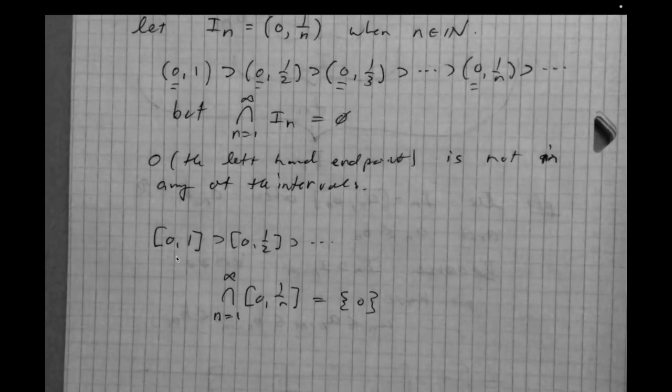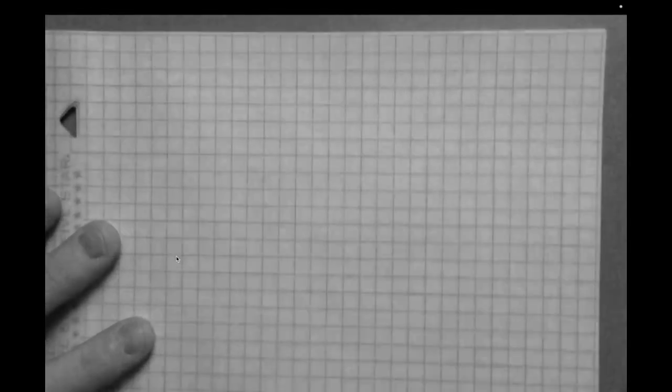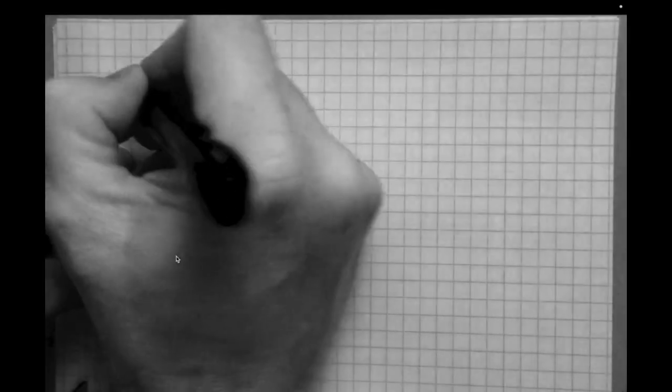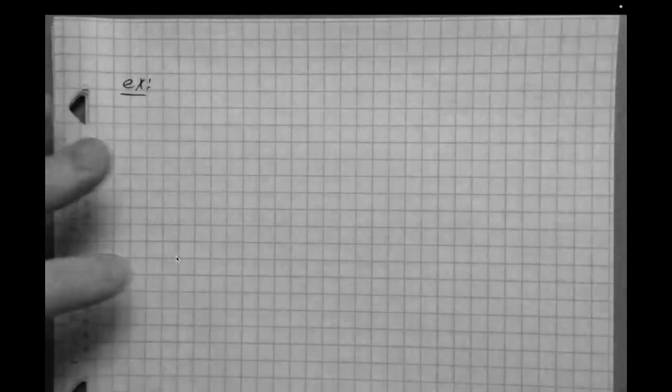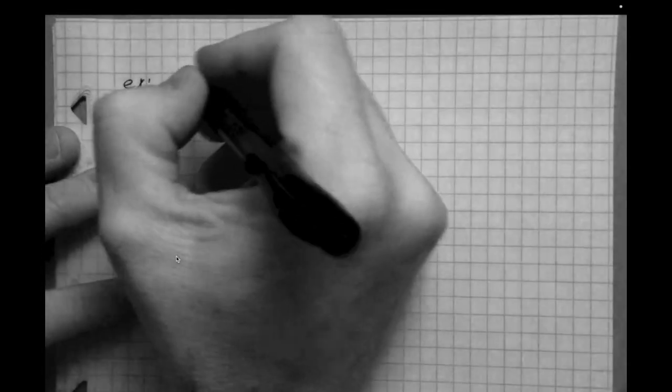Very good. Let's take a look at some more examples. We'll just cruise through some fun and cool examples. This example is going to exploit the main theorem, the bounded and monotone theorem, the first theorem, and not necessarily the nested intervals theorem. So let's define a sequence here.